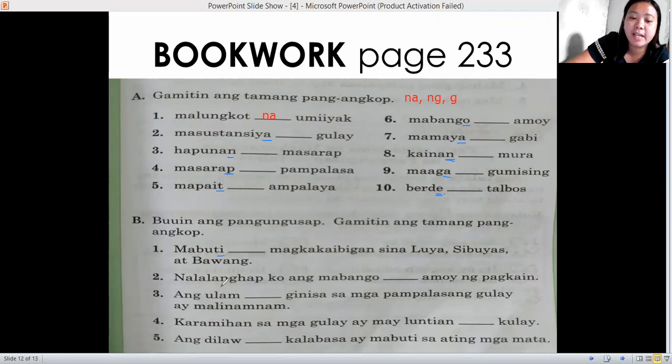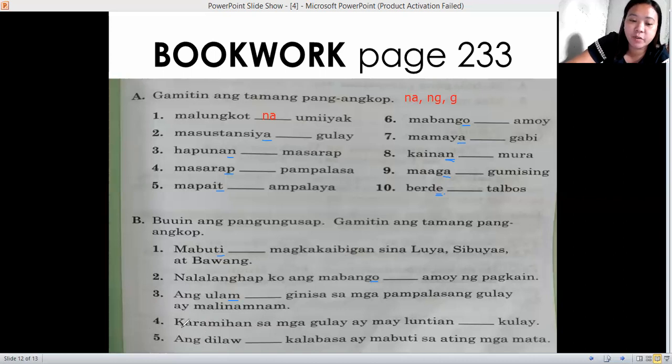Okay, number 2. Nalalanghap ko ang mabango, blank, amoy ng pagkain. So, it ends with letter O. What pang-angkop you are going to use? Is it na, ng, or G? Write your answer. Alright, let's proceed to number 3. Ang ulam, blank, ginisa, sa mga pampalasang gulay ay malinamnam. The word ends with letter M. So, what pang-angkop you are going to use? Is it na, ng, or G? Go, write your answer.